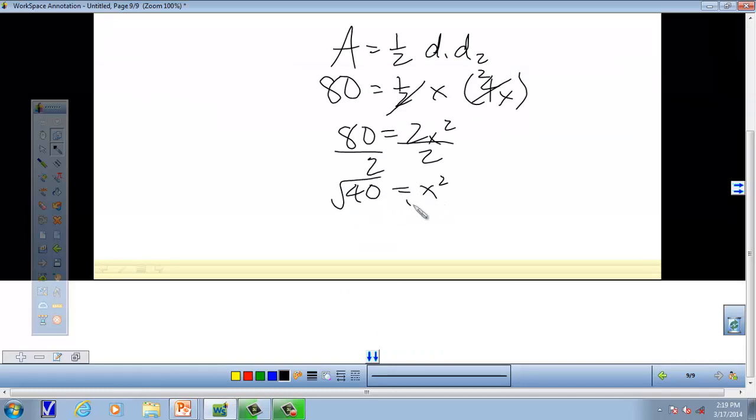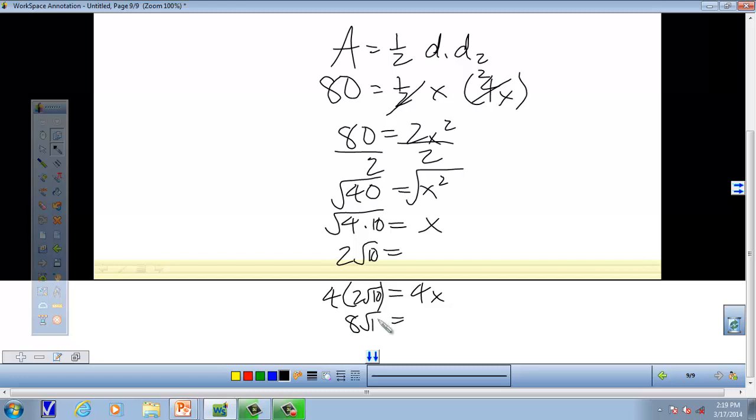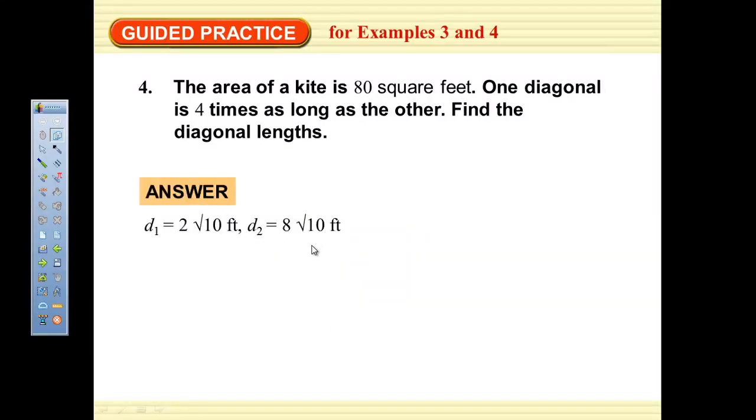We're going to get x squared is equal to 40. And if we take the square root of both sides here, x is equal to square root of 40, which is square root of 4 times 10, which is also 2 rad 10. So that's the length of one of the diagonals. The other diagonal would be 4 times that. So that would be 4 times 2 rad 10, or 8 rad 10. I don't know if they want the decimals there or not, but that's what we're going to give. So we get 2 rad 10 and 8 rad 10. Good.